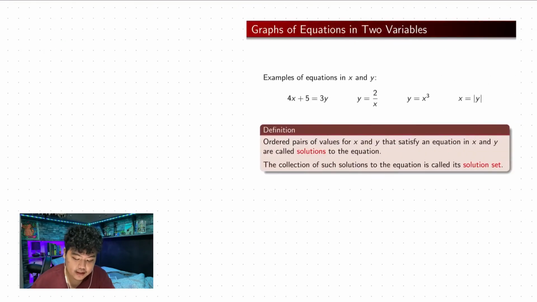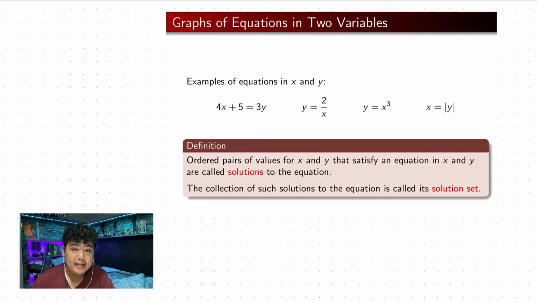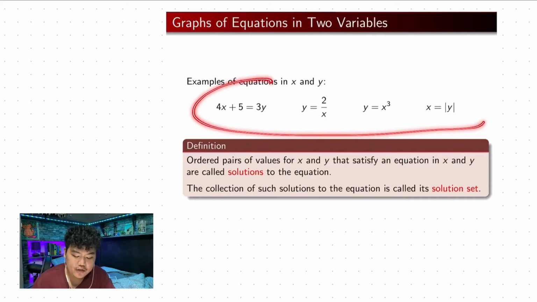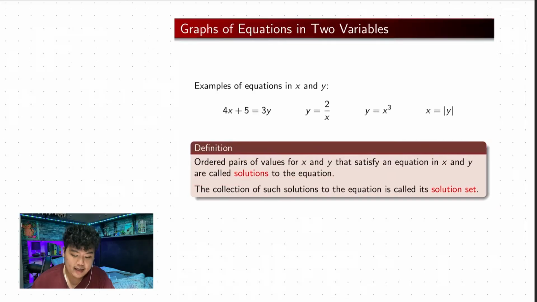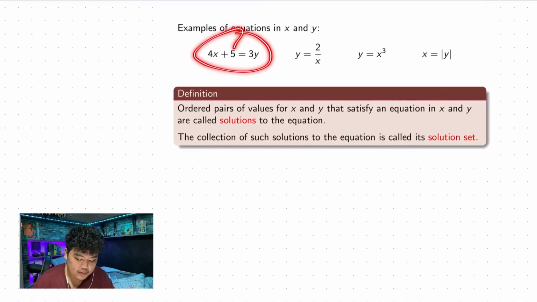So, punta tayo doon sa next. So, mag-graph tayo ng equations into variables. Okay, so these are some examples of equations in xy. You have an equation, tapos may mga xy ka doon sa equation. And, ano ibig sabihin ng solution ng equation? Ordered pairs of values for x and y that satisfy an equation in x and y are called solution to the equation. So, let's take for example this point.